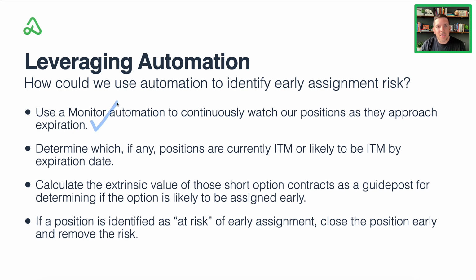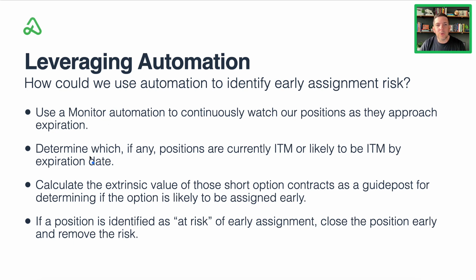So this is the first thing that we're going to check: is the position nearing expiration? Now, this could be different for different people. I'll show you how I do it. But remember, as the position comes closer to expiration, that is when the position starts to increase its risk of early assignment, all else being equal, because it's closer to expiration and it's more likely that the contract has less extrinsic time and volatility value.